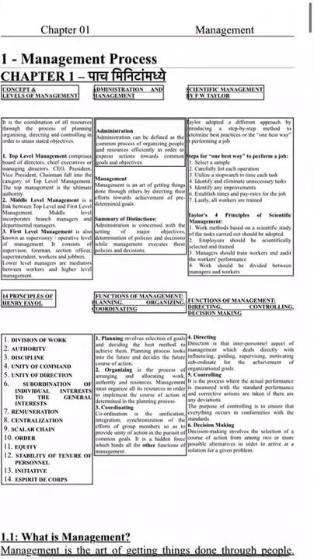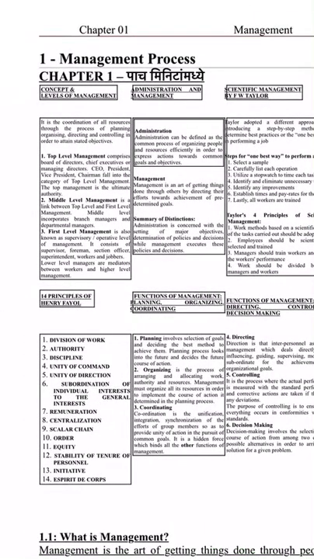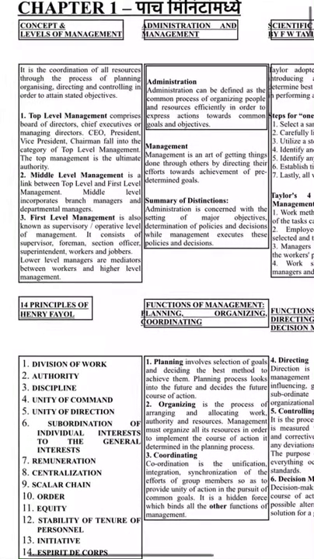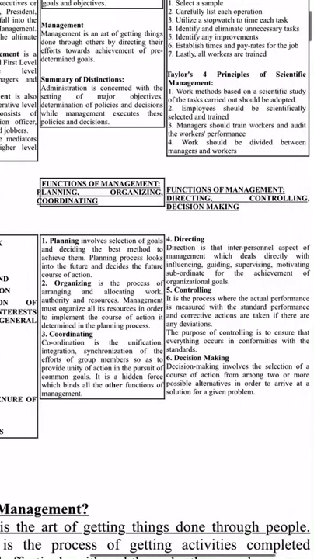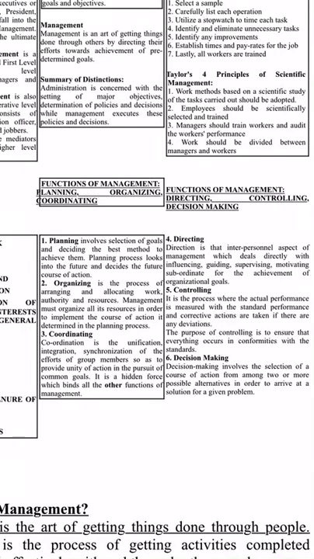Then next we have studied the 14 principles given by Henri Fayol. So these are the 14 principles: division of work, authority, discipline, unity of command, unity of direction, subordination, remuneration, centralization, scalar chain, order, equity, stability, initiative, spirit of corps. Then we have studied the functions of management. There are 6 basic functions. Which are these 6 functions? First one is planning, organizing, coordinating, directing, controlling, and decision making.